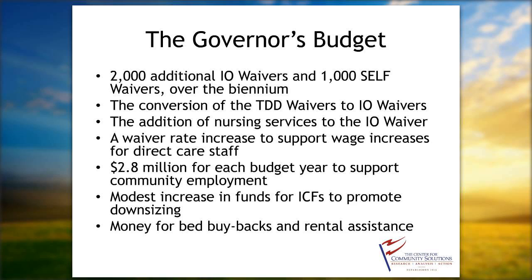Nursing services will be added to the IO waiver at state expense, which is something that advocates have been pushing for some time. A waiver rate increase is proposed to support wage increases for direct staff. It's about a 6% increase. And about $2.8 million is being proposed to support community employment, to support employment first. There are also modest incentives for ICFs to promote downsizing, including a modest bed buyback fund. The budget also includes a small amount of rental assistance for those who are leaving ICFs because waiver services do not include rent.